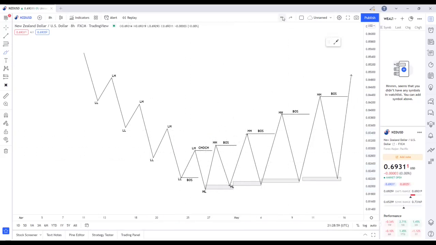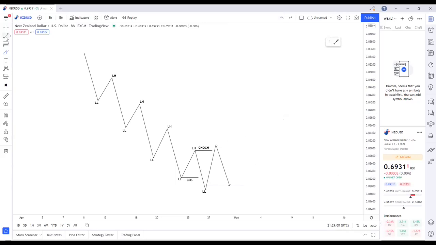So now, let's say the market doesn't do what we're asking it to do. So the market is at that level there. Now we are currently thinking that the market is going to come and respect this level here. But then the market breaks this level.